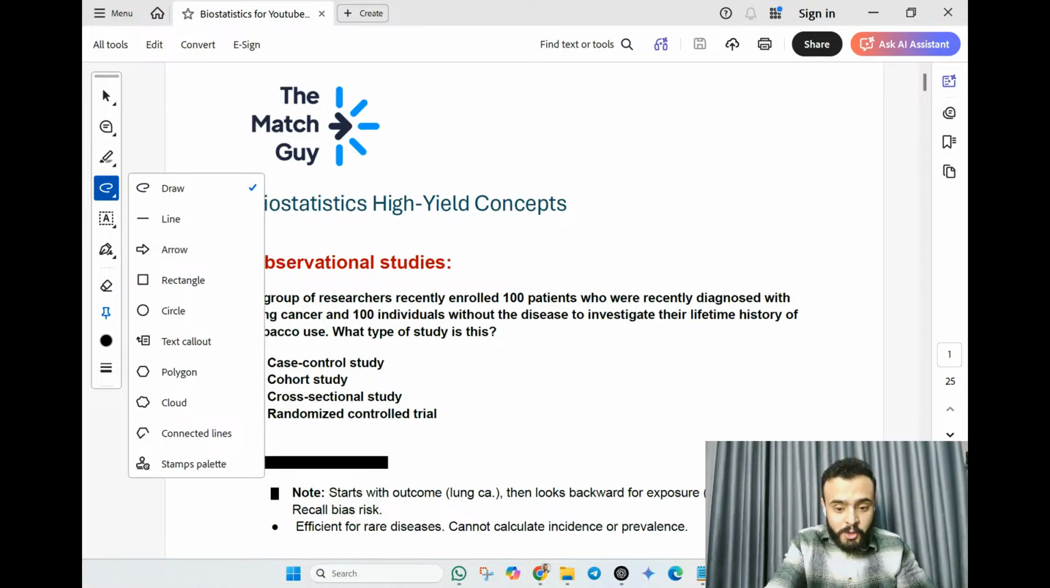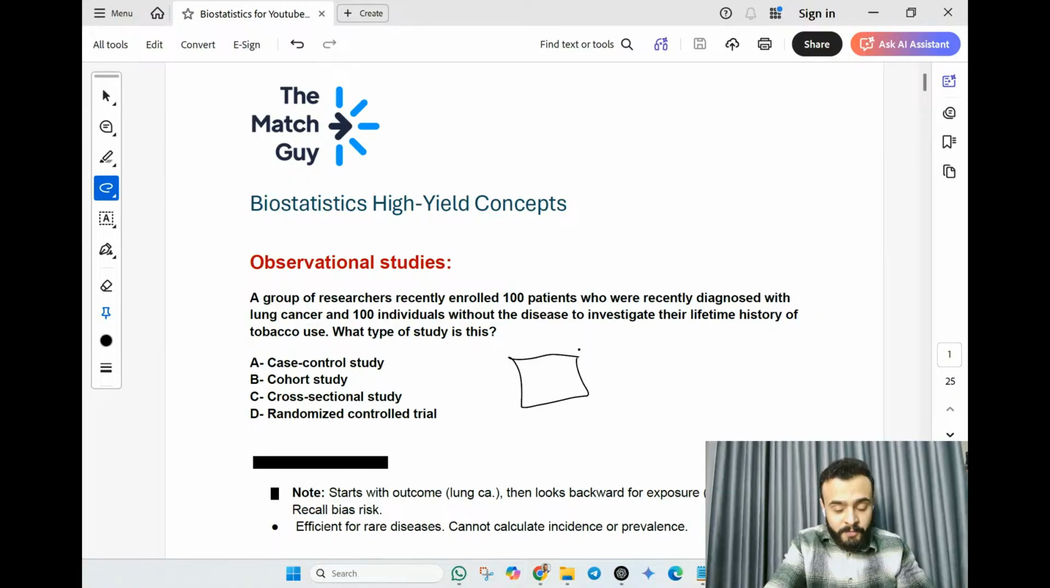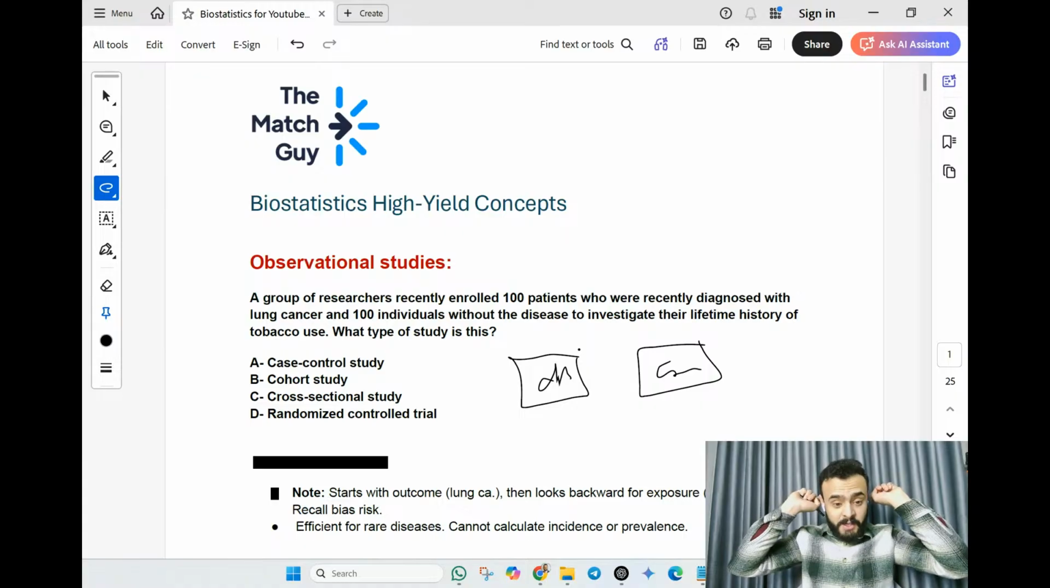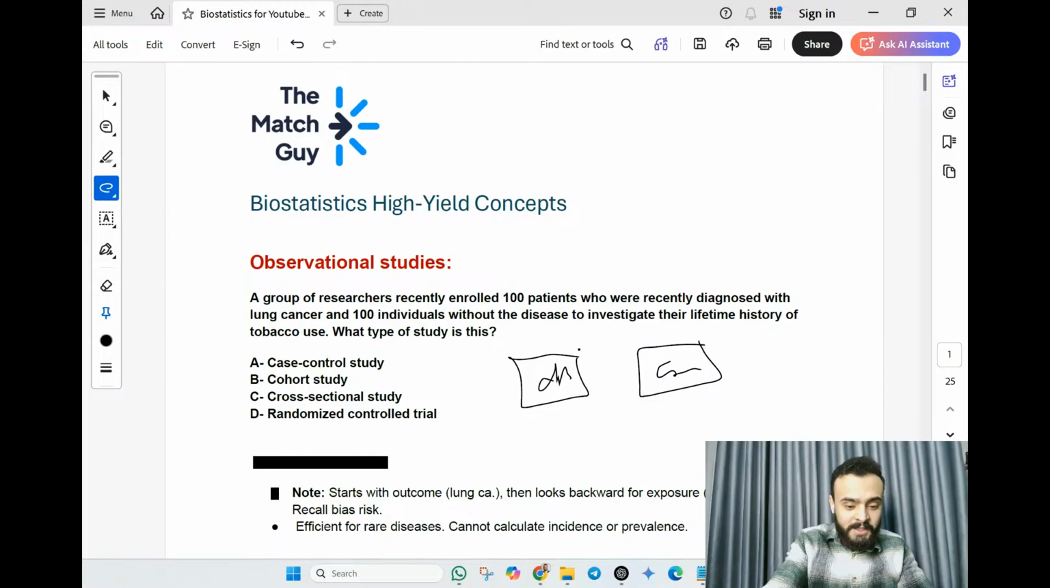5 seconds to think. So you have two groups. Group of diseased people, group of normal control, then you're asking them about their past history, about their exposure. What study is investigating the past? This one is case control study. What about case control study?